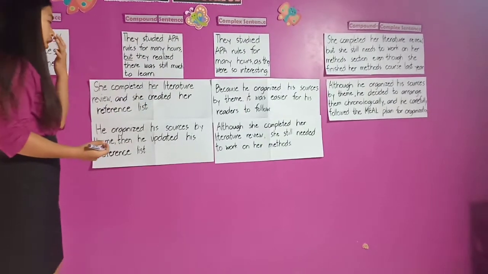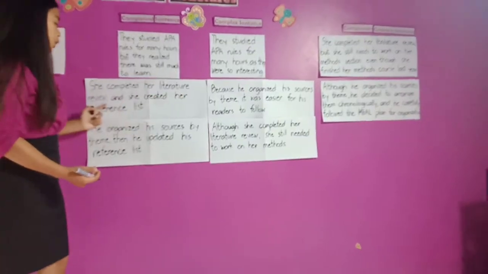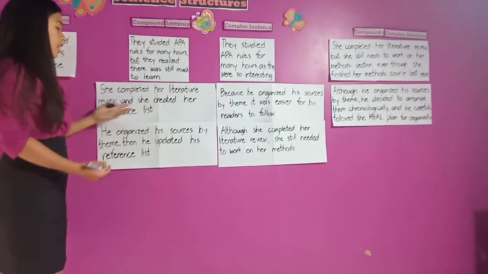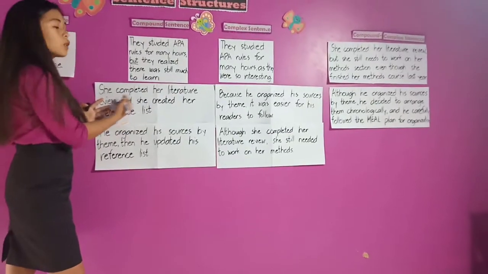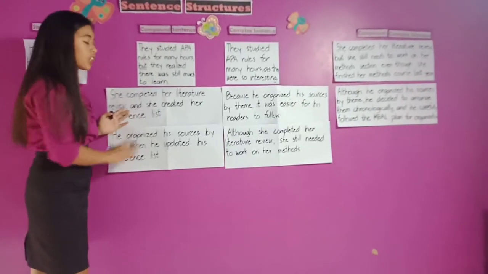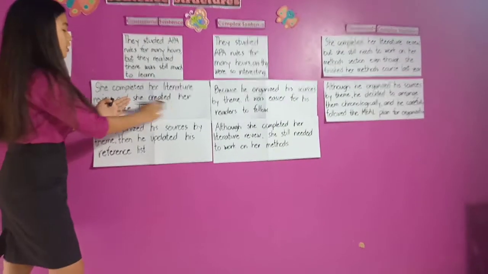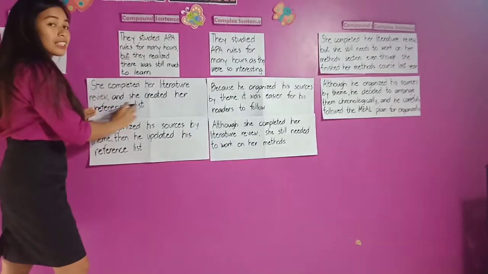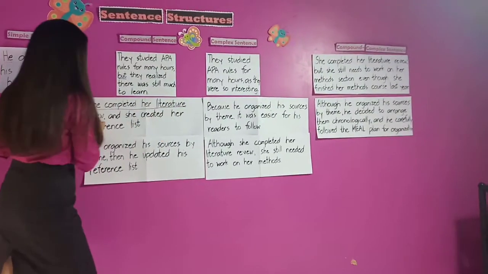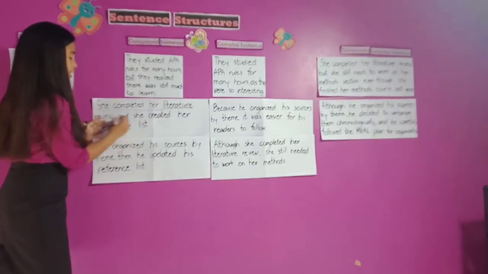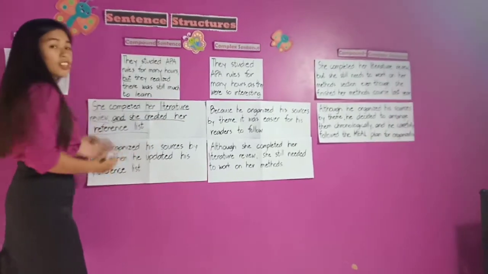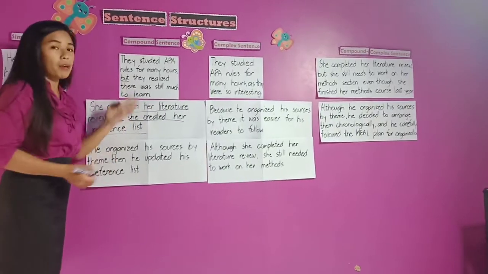So the second one, she completed her literature review and she created her reference list. So the first clause here is she completed her literature review and is connected by the conjunction and. And the second clause is she created her reference list. I will underline it: the first clause is this, the conjunction is and, and the second clause is that she created her reference list. So this sentence is a compound sentence.